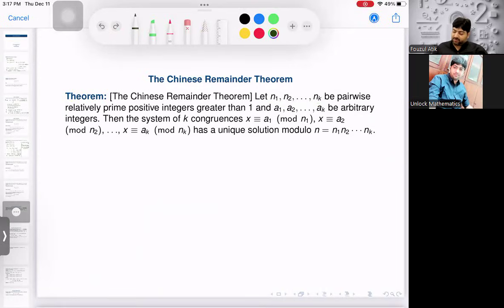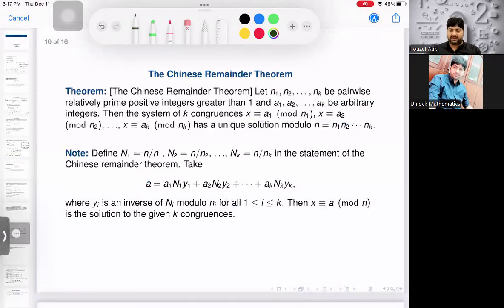What this theorem says: let n1, n2, ..., nk be pairwise relatively prime integers which are all greater than 1, and a1, a2, ..., ak be any arbitrary integers. Then the system of k congruences, x is congruent to a1 mod n1, x is congruent to a2 mod n2, and so on, x is congruent to ak mod nk, has a unique solution modulo n equal to n1 into ... into nk. So there is a guarantee that you can have a solution of this system of linear congruences.